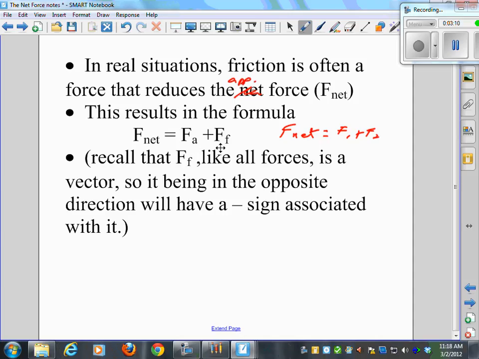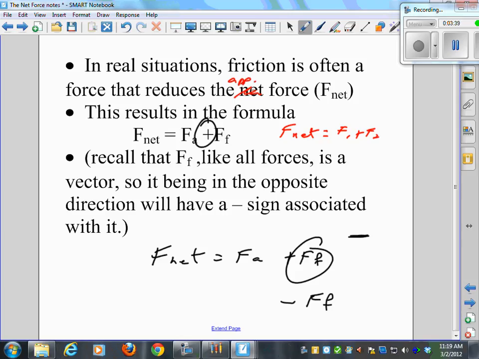Now, remember that friction force, like all force, is a vector, so it being in the opposite direction has a negative sign associated with it. So more correctly, because some of you asked, shouldn't you subtract friction, Mr. Bennett? It's really F net is equal to FA plus FF, but FF is negative. So in reality, you subtract the friction force, but because force is a vector, it's got a negative. The add simply means vector addition.